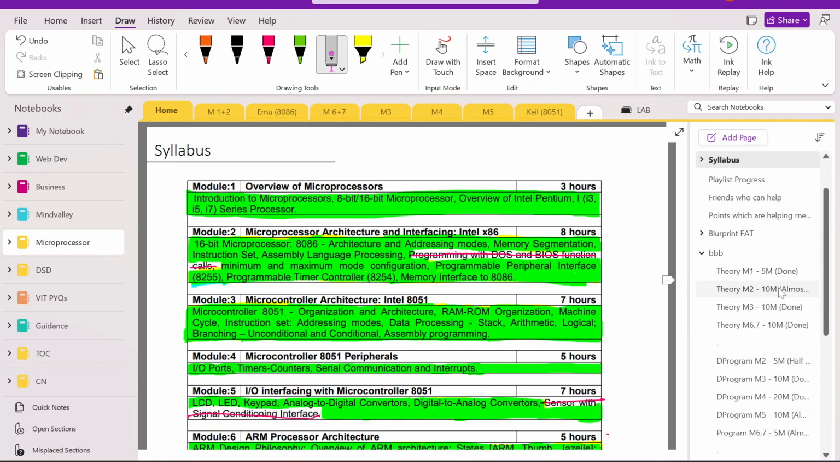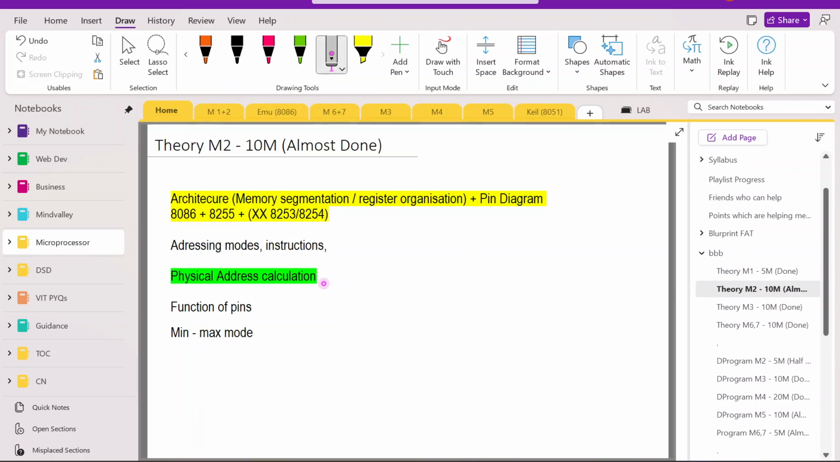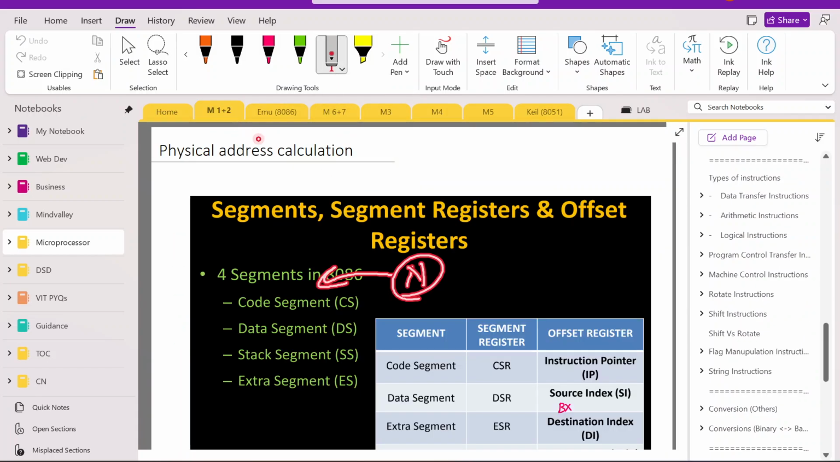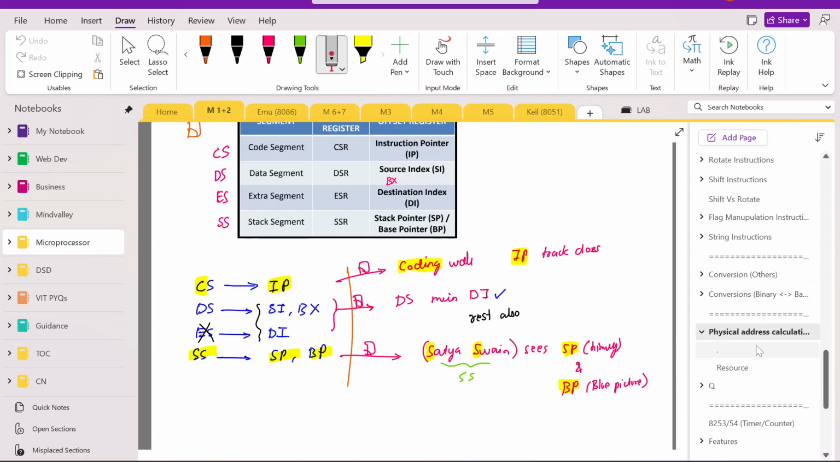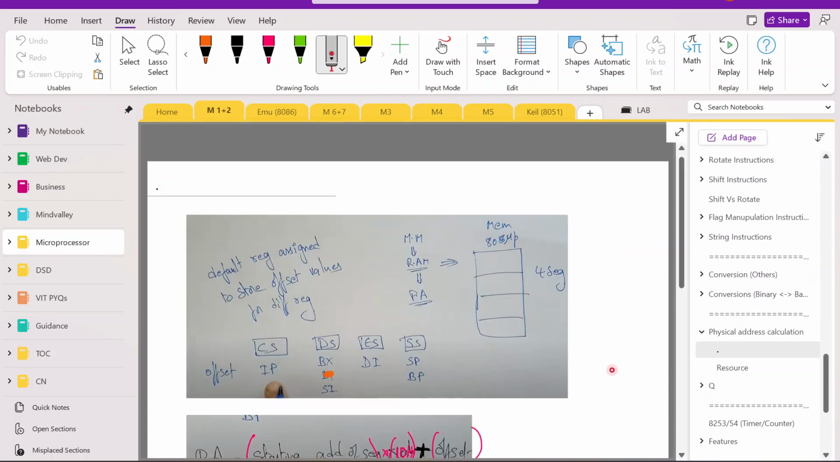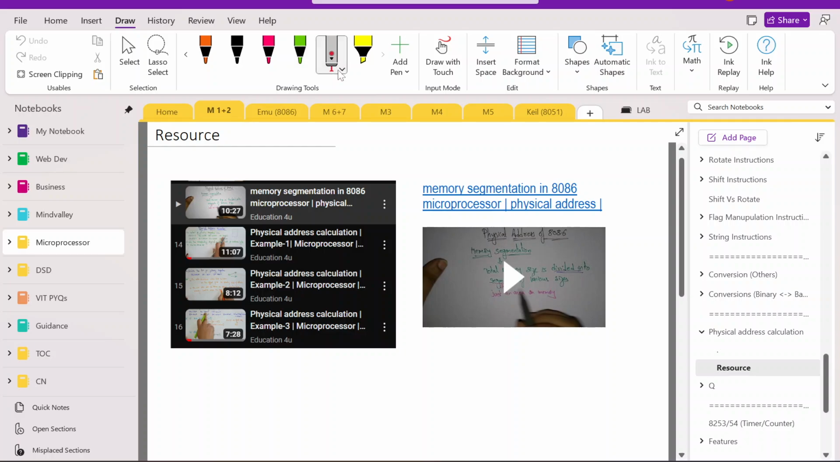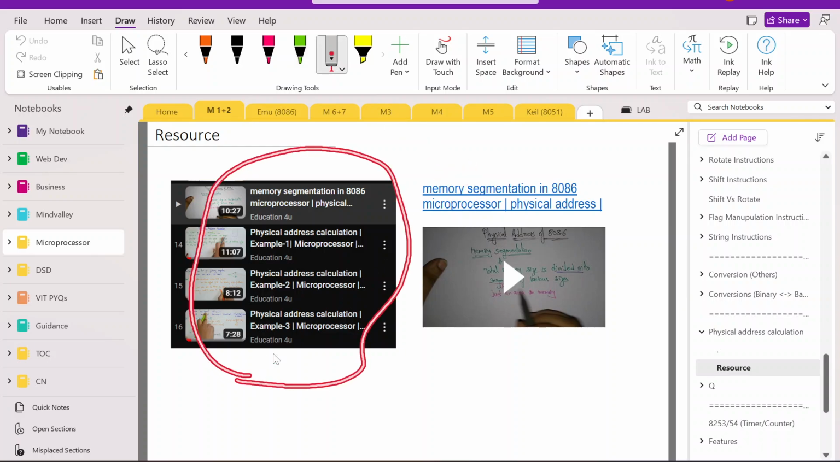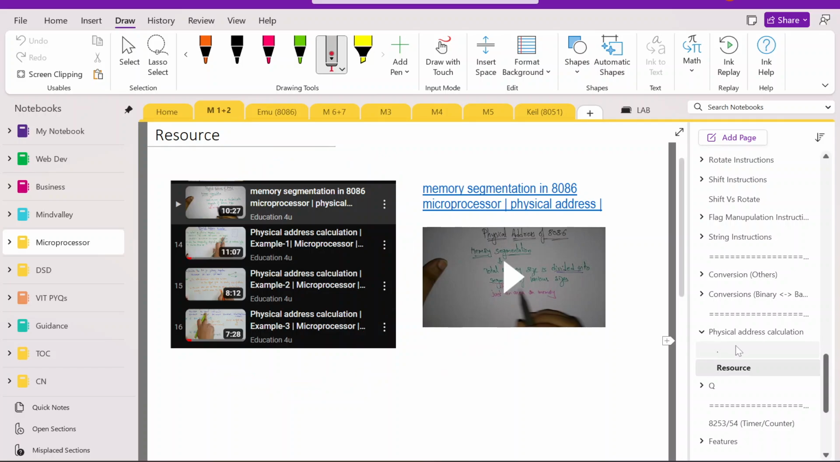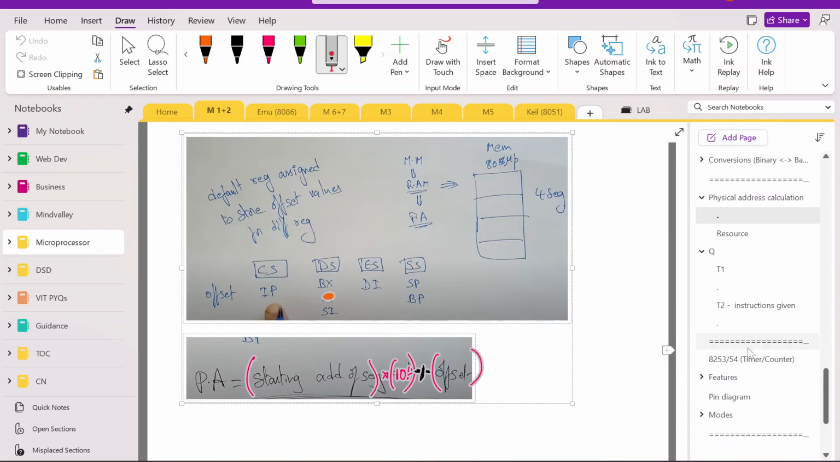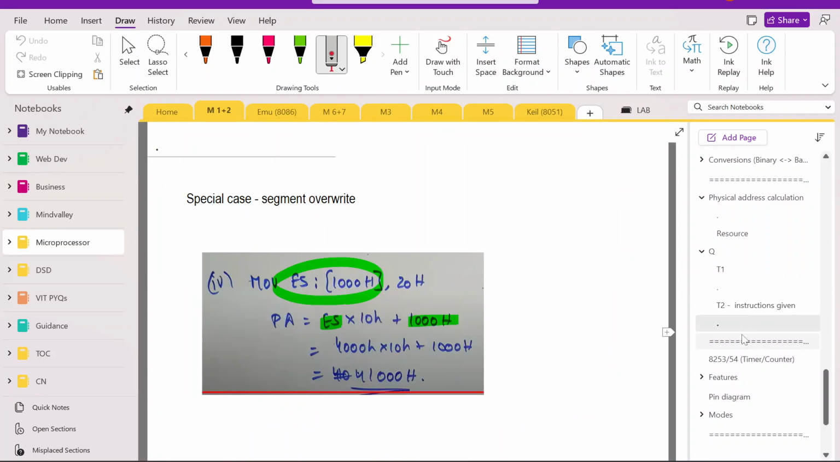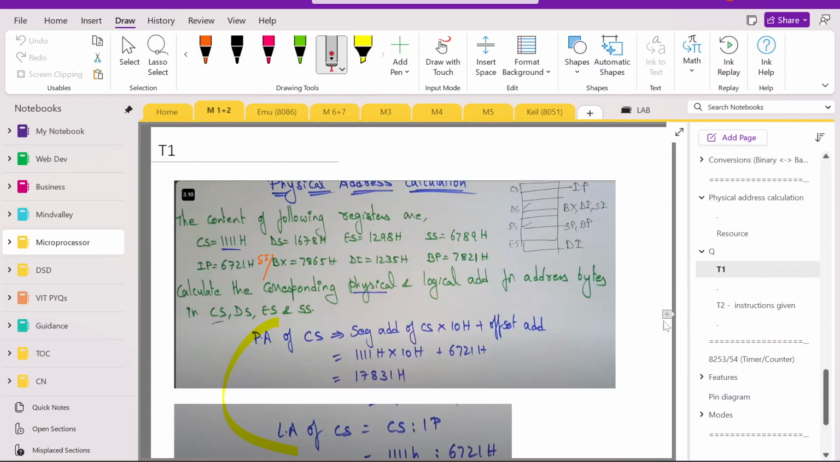Then yeah, let's come to the numerical part. I have covered this theory portion, and I will come to the rest later. And now let's see physical address calculation, which is a numerical portion. For this, I recommend a video other than those playlists. It's actually from Bhanupriya only, in Hindi. She has given ample examples, so just practice that. I have made notes from there only, which is here.